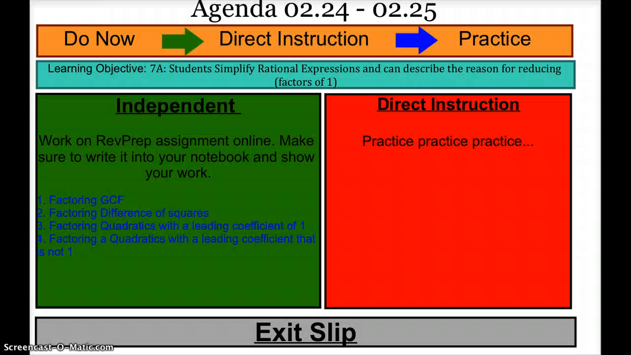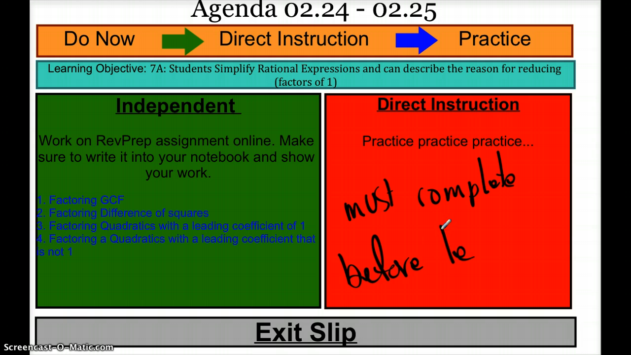Okay. Today we're only doing 2 stations, independent on the computer. I'm going to give you guys a couple days to catch up on the Rev Prep. It is important. I haven't put a new one on there yet, but there will be for the next unit. Okay, I will put a new unit on there. There should be one for every day. And then in the middle, the back of your worksheet, there's a practice, which we're going to work on together. That is required before you leave. Okay, must complete this one before leaving class.